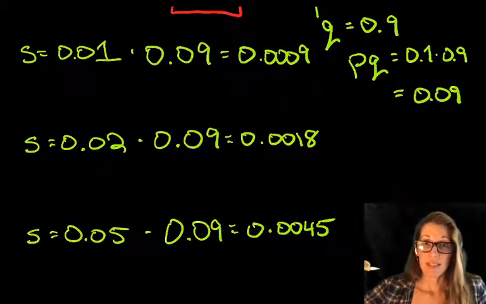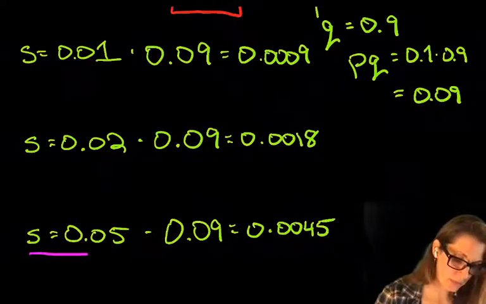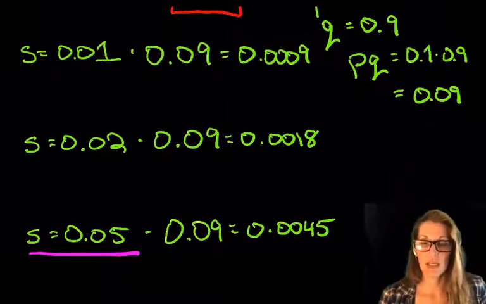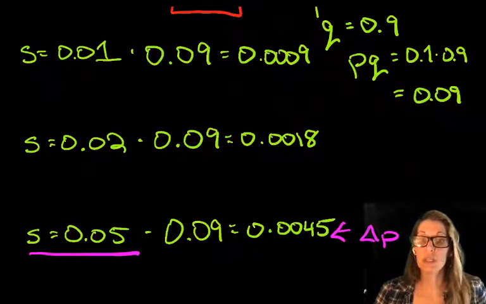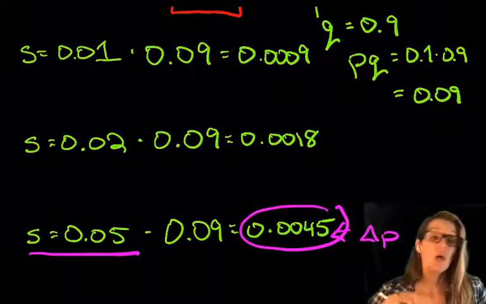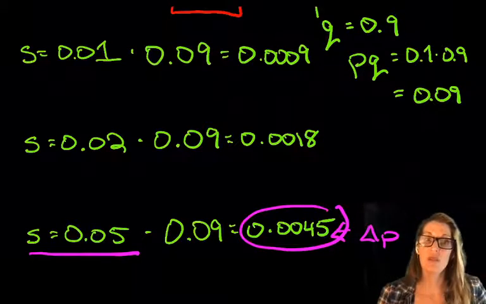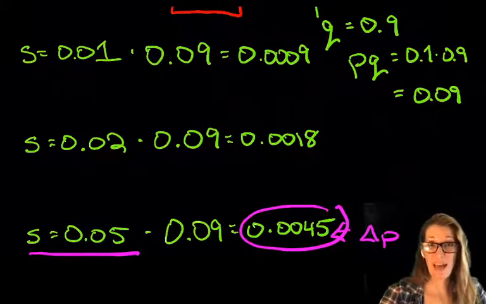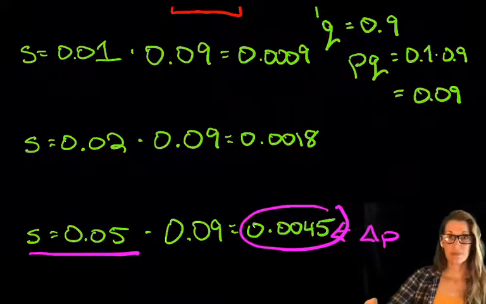But the take-home message is that if selection is stronger, right here, that number's bigger. If we have stronger selection, then remember what we're solving for here is the change in P. So the change in that A2 allele, this number is bigger if we have stronger selection. We've got a bigger change in P. We've got a bigger change in the A2 allele if we have stronger selection. And I'm showing you that here with numbers. And this is from one generation to the next generation.